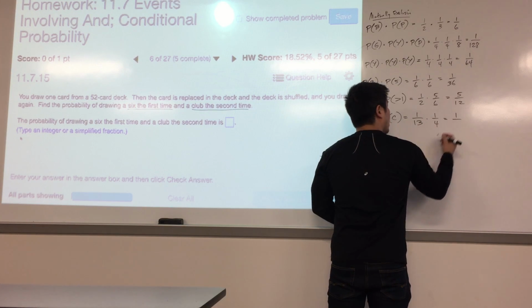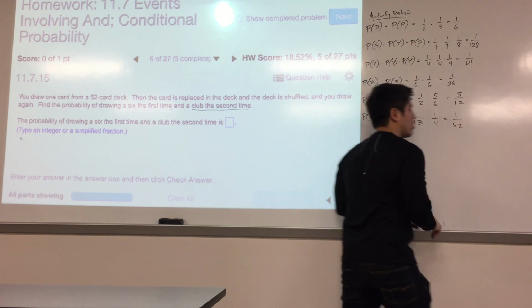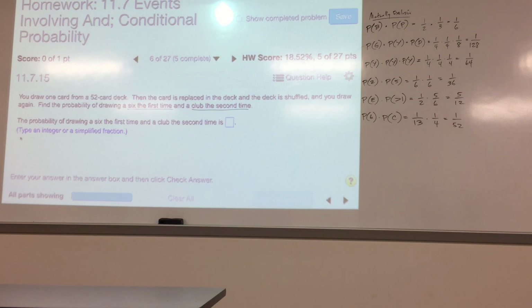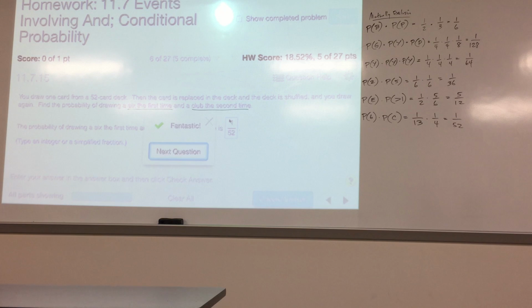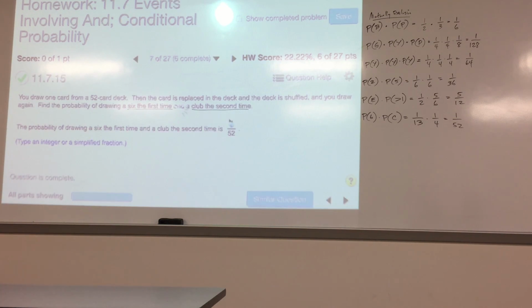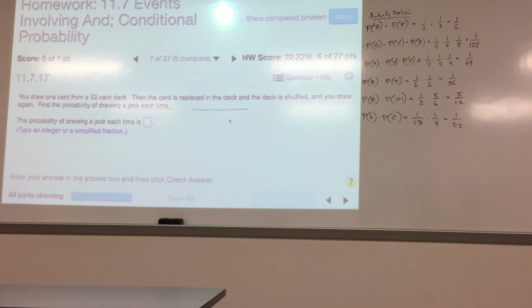And this is 1 over what? 52. There it is. Does that make sense, everybody? And it really is this simple throughout the section. Okay? All right, let's take a look at this next one.